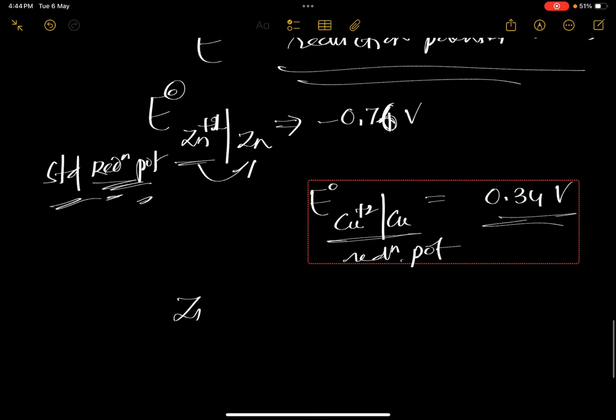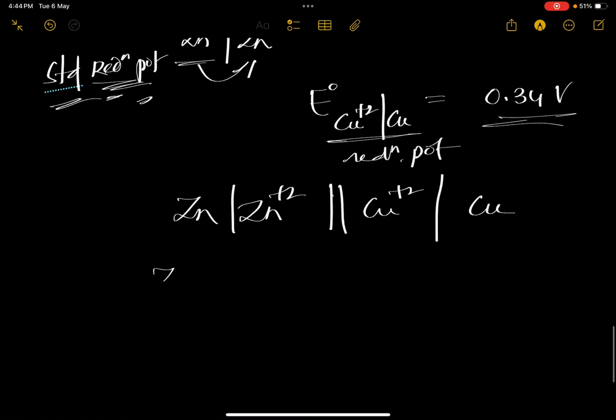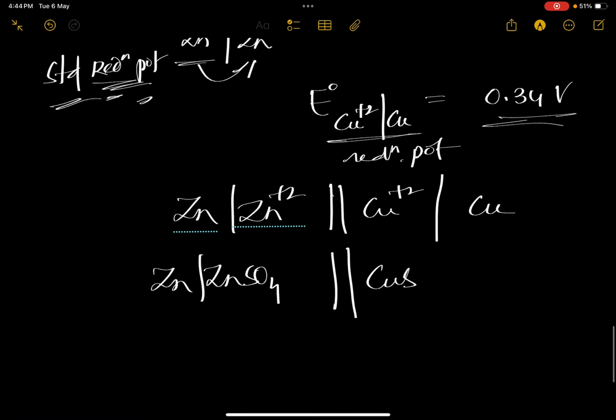Got it? What is our cell? Zn | Zn plus 2 || Cu plus 2 | Cu. Like this also you can write. Zn | zinc sulfate || copper sulfate | Cu. Like this also you can write.